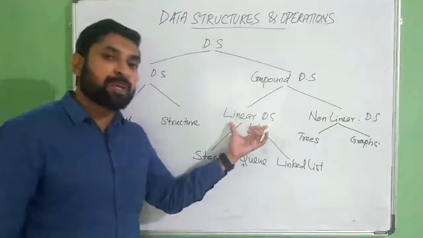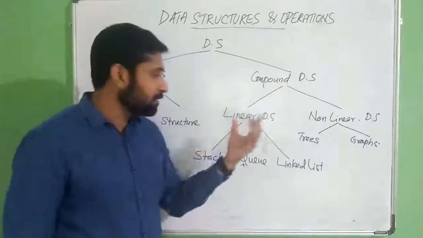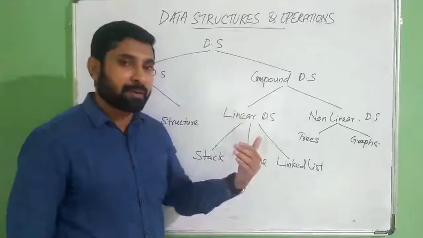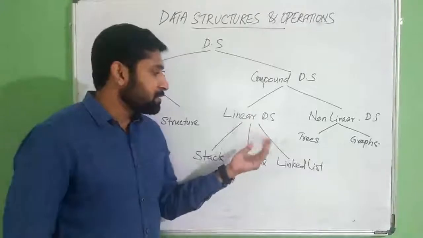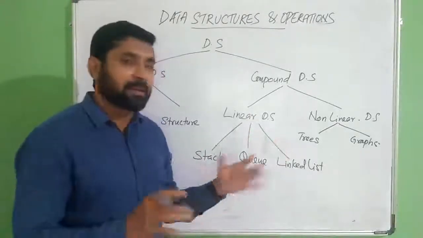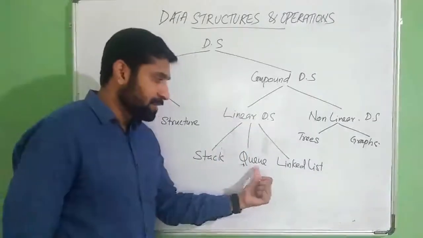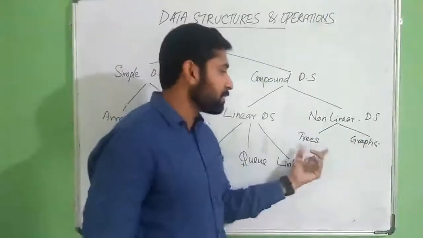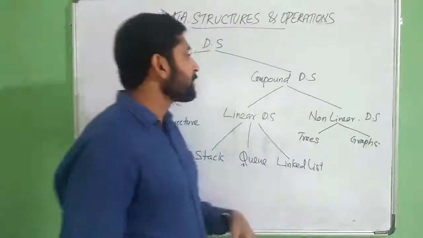For a linear data structure, two types of definitions are there. A linear data structure allocates memory in contiguous fashion, and one that expands, grows or shrinks in linear fashion is called a linear data structure. So stack is an example, queue is another example, linked list another example. In non-linear data structure we have trees and graphs. It's a little bit complicated. You will see it in higher classes.